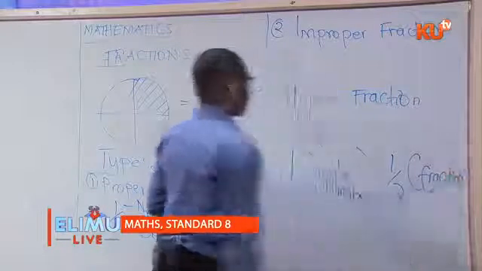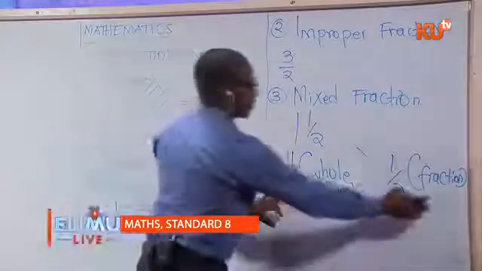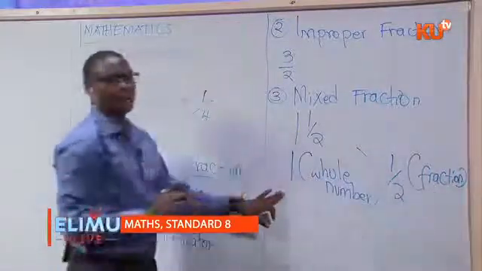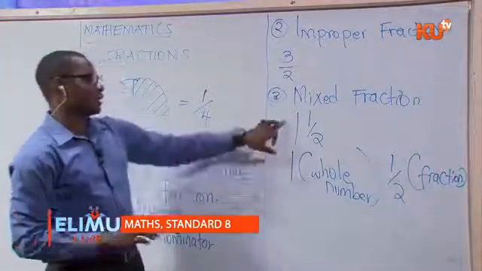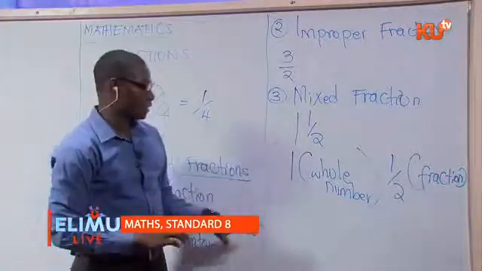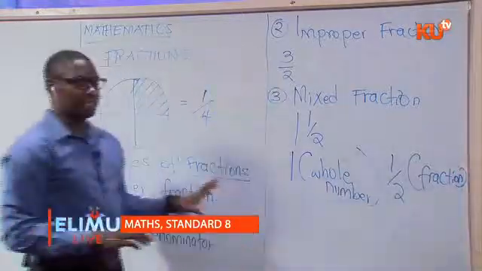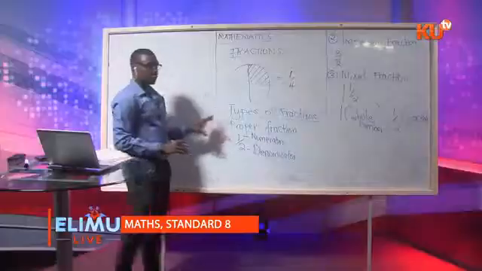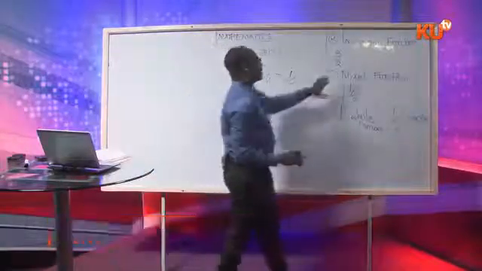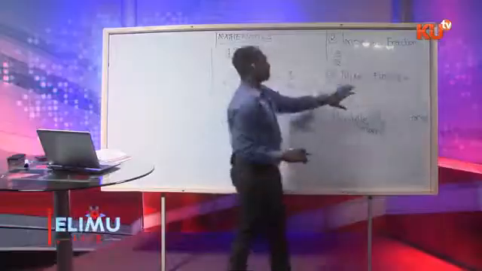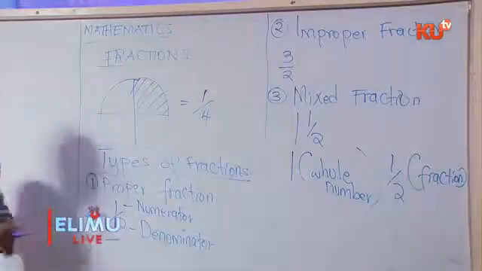So for a mixed fraction, we must have a whole number and a fraction, and this fraction must be a proper fraction. So this is a mixed fraction. We have the example 1 1/2. 1 is the whole number, a half is the fraction. So these are the three types of fractions that we have: a proper fraction, an improper fraction, and a mixed fraction. Those are the types of fraction.